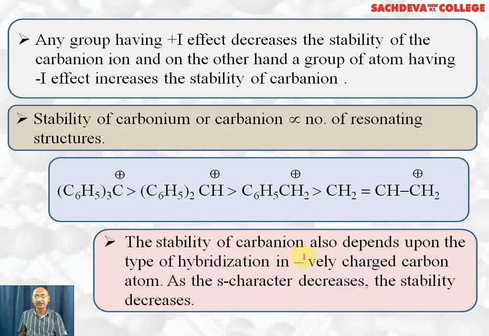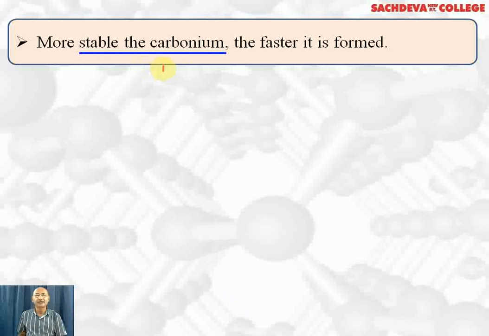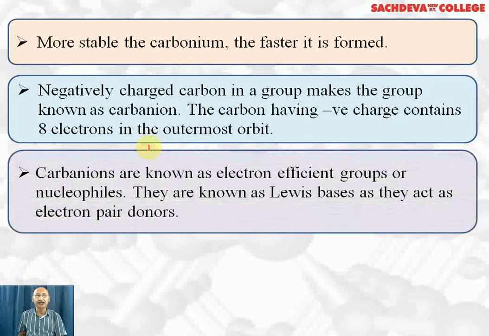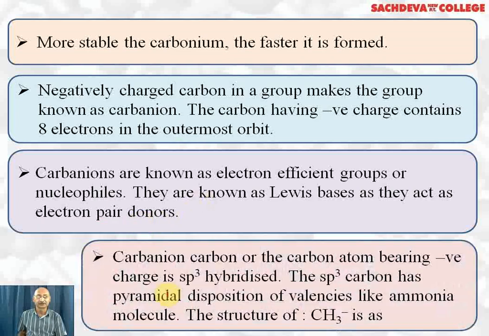The stability of carbanion also depends upon type of hybridization in negatively charged carbon atom. As the s character decreases, the stability decreases. More the stable is carbonium ion or carbocation, the faster it is formed. Negatively charged carbon in the group makes the group known as carbanion. The carbon having negative charge contains 8 electrons in its outermost orbit. Carbanions are known as electron rich groups or nucleophiles. They are known as Lewis bases as they act as electron pair donors. And they have love for nucleus, that's why they are called nucleophiles.